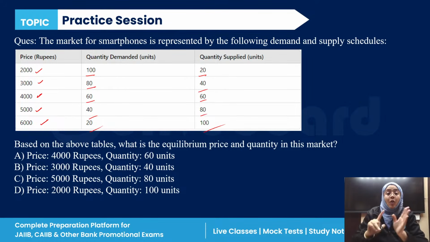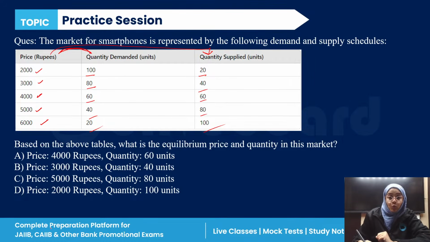Now you can see the law of demand and law of supply. There is an inverse relationship between price and quantity demanded. That is the law of demand. As the price increases, the quantity demanded decreases, whereas there is a positive relationship between price and quantity supplied. Why? Because the law of supply says that as the price increases, quantity supplied will also increase and vice versa. So this table is representing both the law of demand and the law of supply.